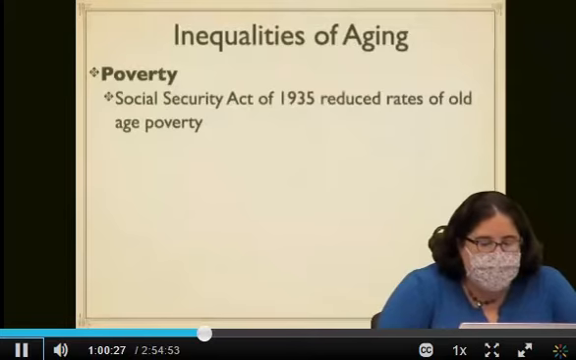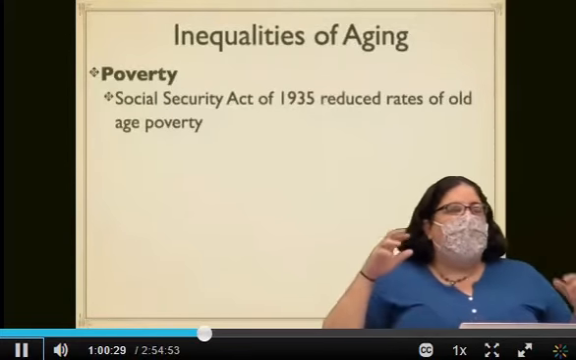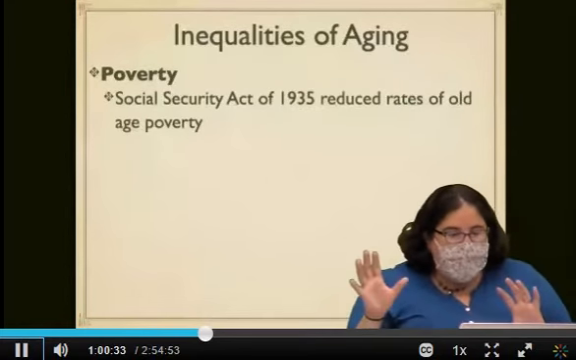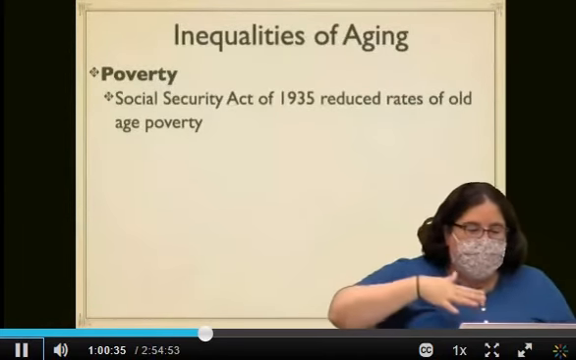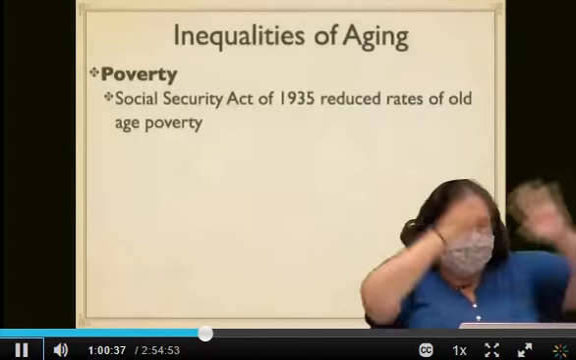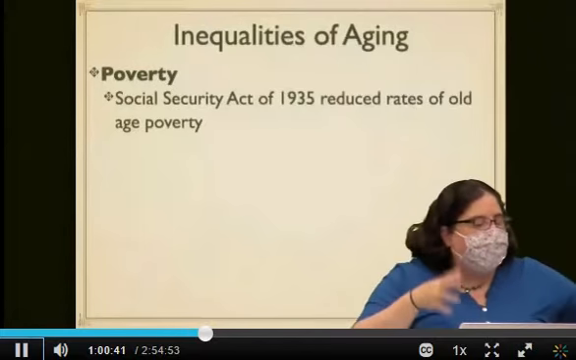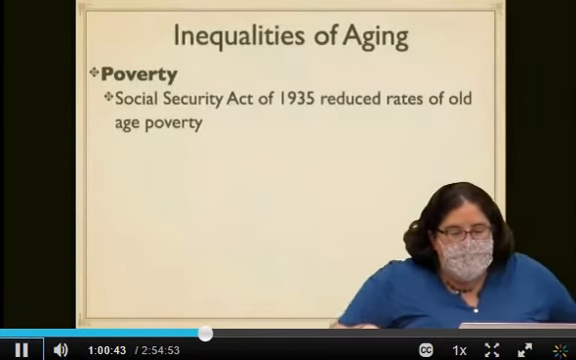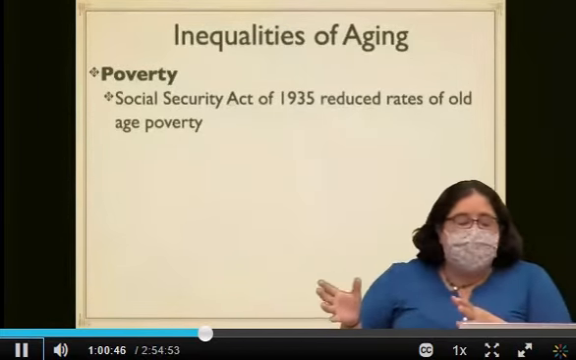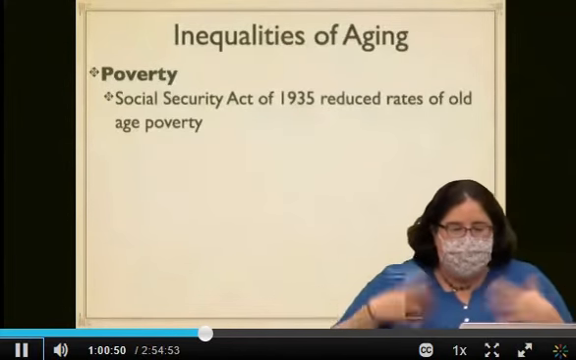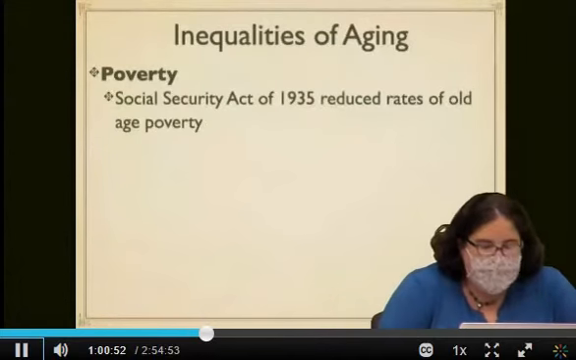Then, in 1972, they tried to adjust Social Security for inflation. And so before that changed, in 1967, about 30% of U.S. adults over 65 were in poverty. By 2016, a few years ago, less than 10% of the aged population lived below the poverty line.